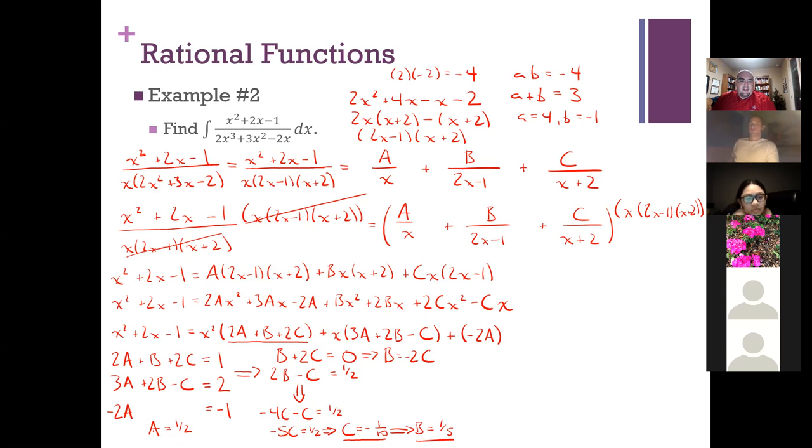All right, so now that we have those three constants, basically we get to trade our original integral, this nasty rational function, in for this one. The integral of, and this is going to look a little irregular, but it's a little more simple to deal with, the integral of 1/2 over x plus the integral of 1/2 over 2x minus 1. And then the last one is minus 1 over 10 over x plus 2.